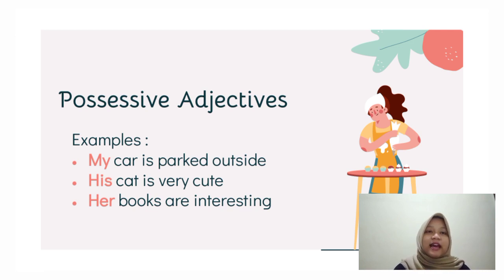And here we have three sentence examples. The first is, my car is parked outside. The possessive adjective here is my. The second one is, his cat is very cute. The possessive adjective here is his, the first word. And the last one is, her books are interesting. And the possessive adjective here is her, the word her.